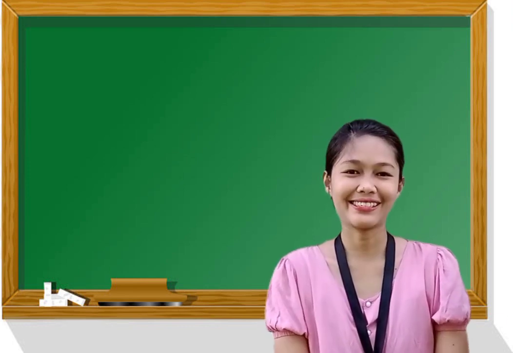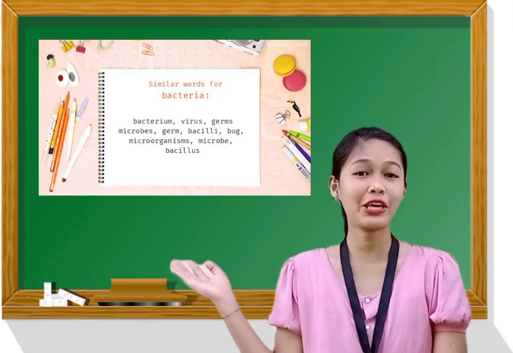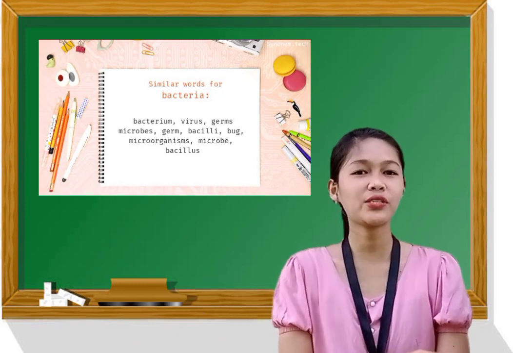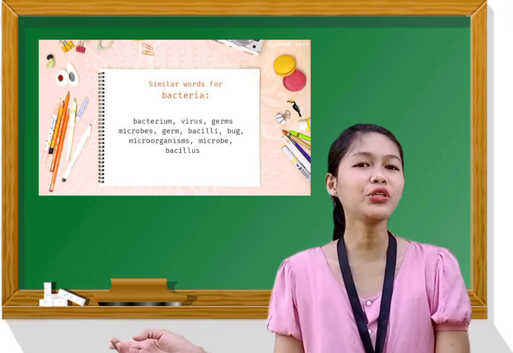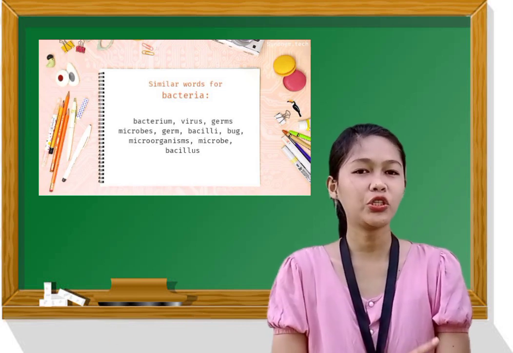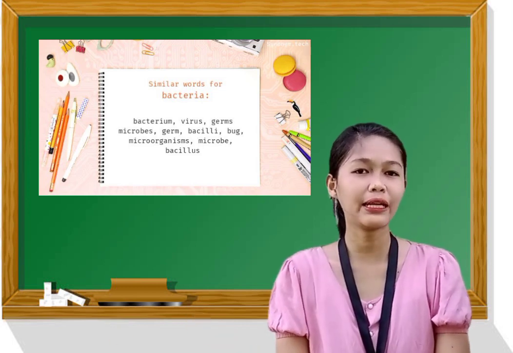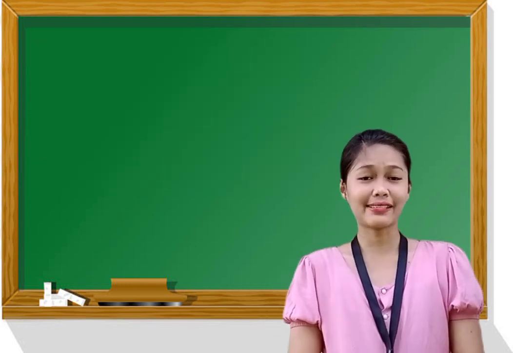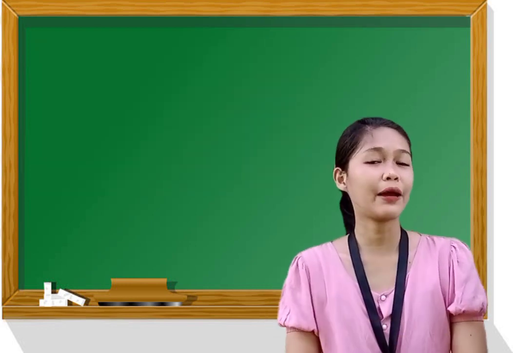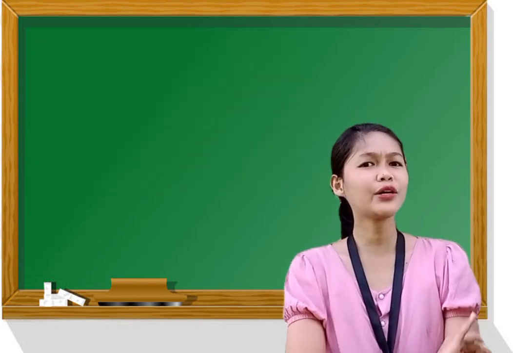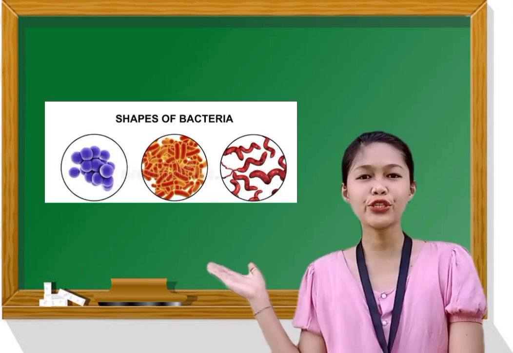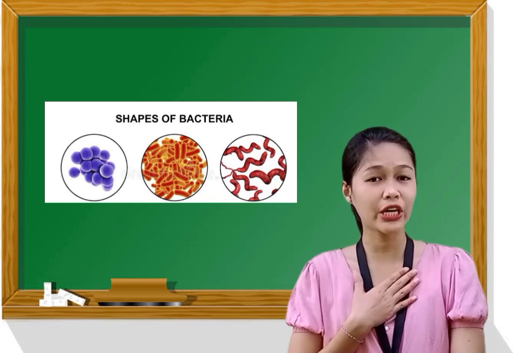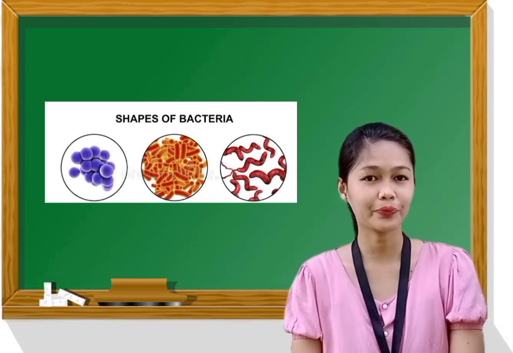You are right. Okay. Class, I have here a picture which shows different words that are related to bacteria. I want you to choose one word and use it to describe or define bacteria. Okay, class, since we already described and defined bacteria, let us now study the different shapes of bacteria. Look at this photo carefully and tell me the shape of each bacterium.